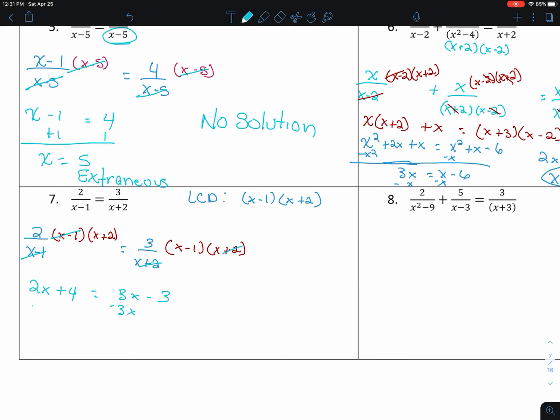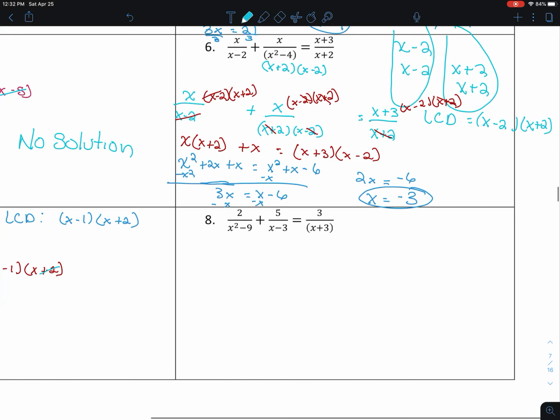And again, I'm back to solving the two-step equation. I subtract 3x from both sides. I get negative x plus 4 equals negative 3. Subtract 4. I get negative x is equal to negative 7. X is equal to 7. What would be my extraneous answer? X cannot equal 1 and x cannot equal negative 2. So once again, I'm golden.